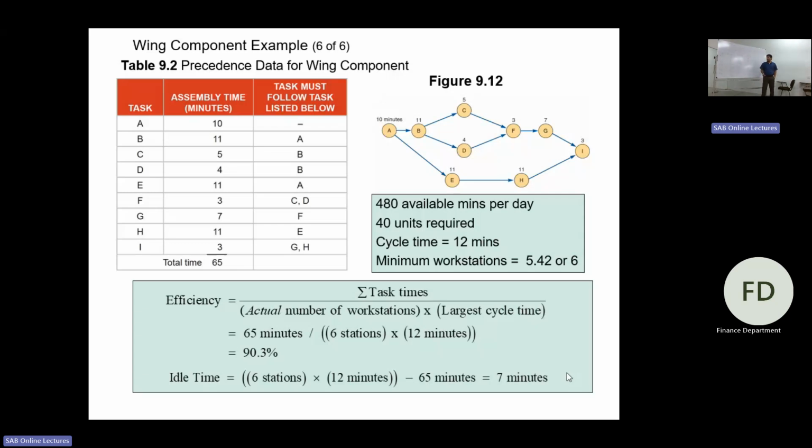Right? 7 minutes, out of a 65-minute process. In all workstations, the total idle time is only 7 minutes. That's also a good indication. We have 6 stations. Each takes 12 minutes, right? So that means altogether 72 minutes, but only 7 minutes idling. That's a good indicator.